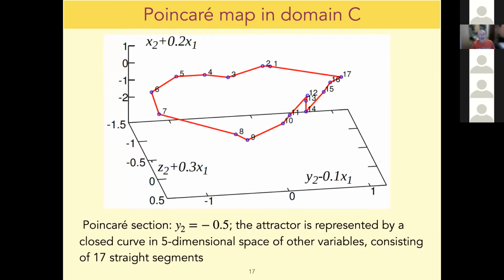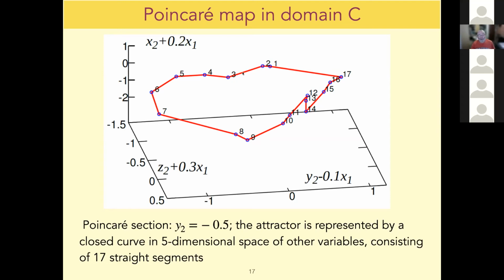For this regime we looked more carefully at how we can understand it in this 6-dimensional phase space. We constructed a Poincare map, looking at a very long trajectory and taking some Poincare section. This is a projection from this 5-dimensional phase space onto a 3-dimensional one. And one can see it is a closed curve, essentially consisting of linear pieces. There are 17 segments, which are straight lines here, and they are closed. So it is topologically a circle.